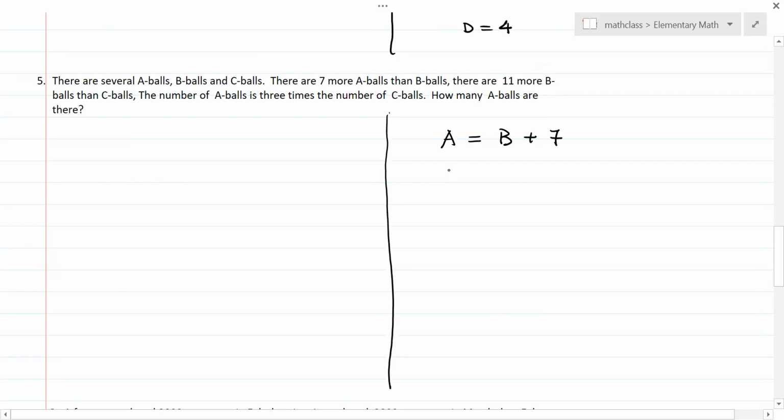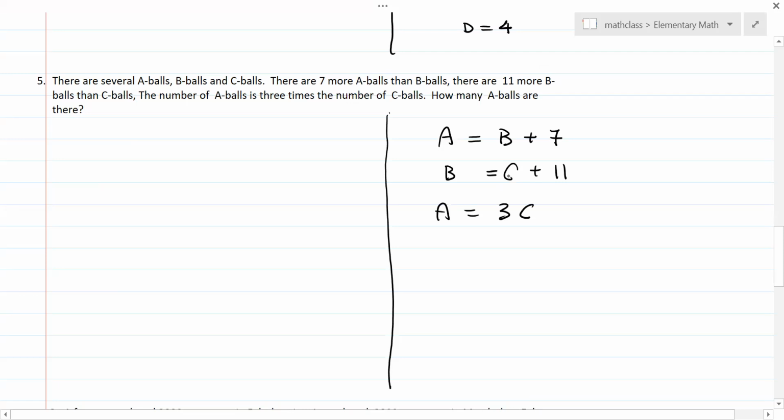The number of the B boards is going to be 11 more than C boards. That's what the second sentence tells. Let's read it sentence by sentence. The last sentence: the number of the A boards is 3 times the number of C boards. So A is going to be 3 times C. So you have 3 numbers that are related by those 3 equations. Then you have trouble, right?